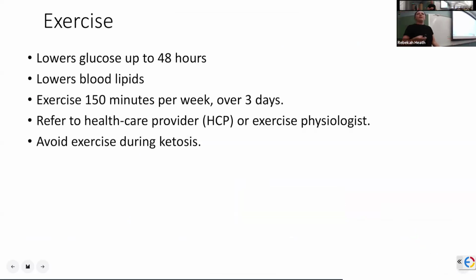Exercise. We talked about it a little bit more. It really helps to lower blood sugar. It can help to lower the blood sugar up to 2 days afterwards, with a good effect on your system and how your muscles are taking up some of that extra glucose.